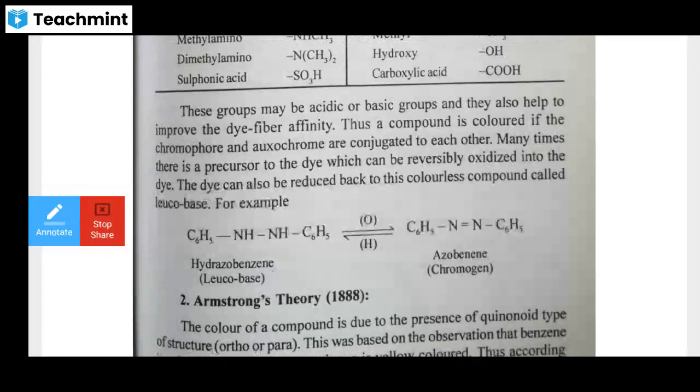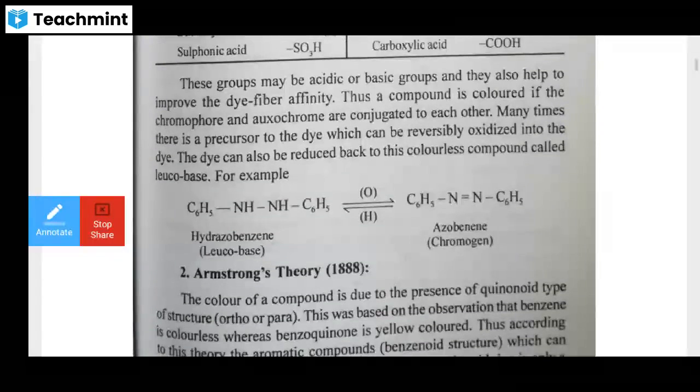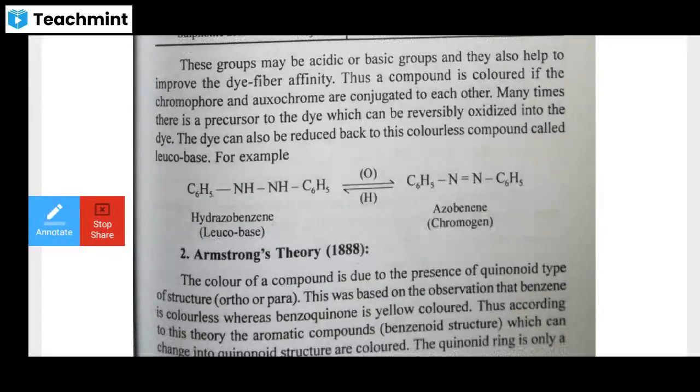Many times there is a precursor to the dye which can be reversibly oxidized into the dye, and the dye can also be reduced back to the colorless compound, called a leucobase. For example, hydrazobenzene is a simple one. We convert hydrazobenzene into azobenzene. At that time there is an N double bond N group attached in between the two benzene rings. This N double bond N acts as the chromophore, and the compound is the chromogen.